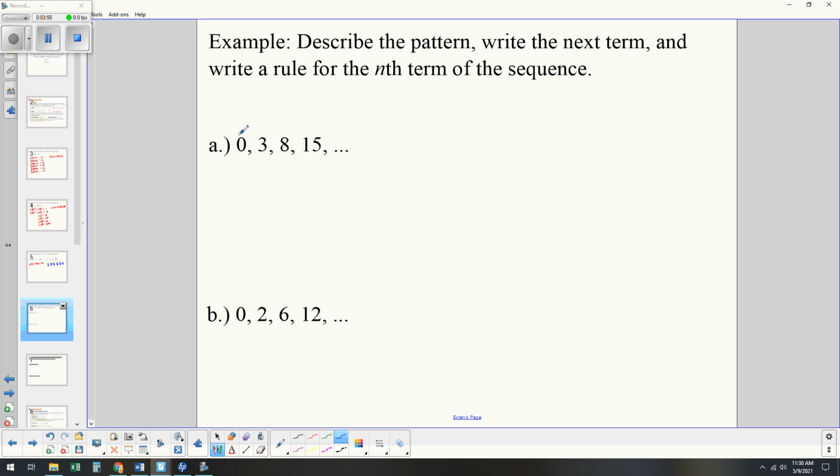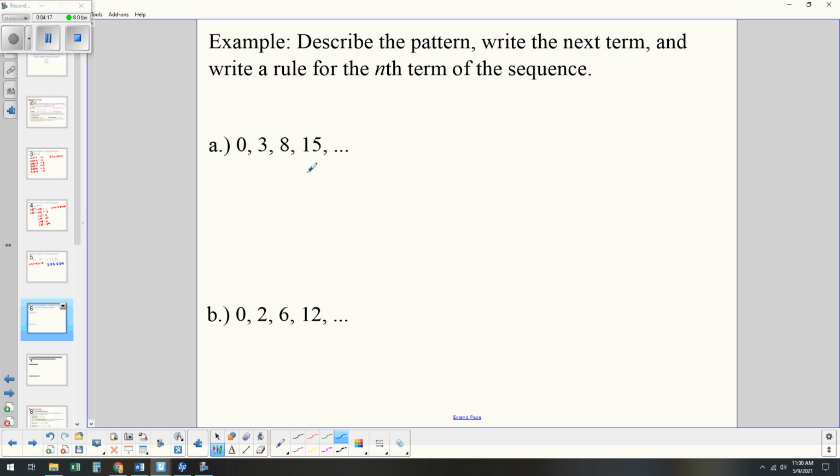So if I look at my first one, I add 3, I add 5, I add 7. That doesn't work. Adding is not the same every time. Also, 3 times something gives me 8. It's not the same thing that I would multiply 8 by to get to 15. So it's not multiplication or division. It's not addition or subtraction. So I'm going to have to look at my numbers.